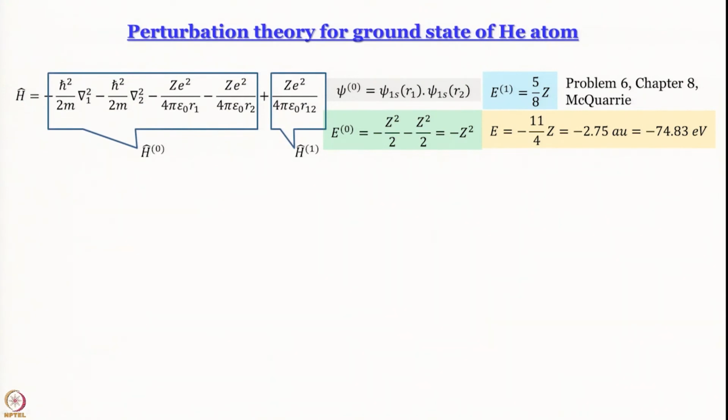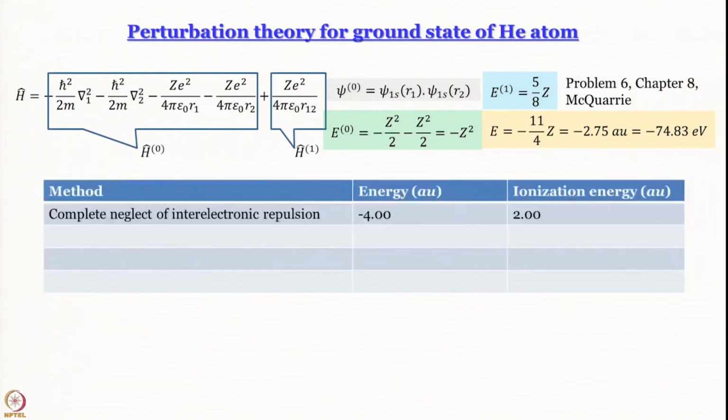Is that good or is that bad? Actually it is not all that good. So, let me now show you another compendium of results. Remember, when we had completely neglected inter-electron repulsion, the energy that we got in atomic units was minus 4. Okay. Here at least we get minus 2.75. First order perturbation theory calculation gives us minus 2.75 atomic units.